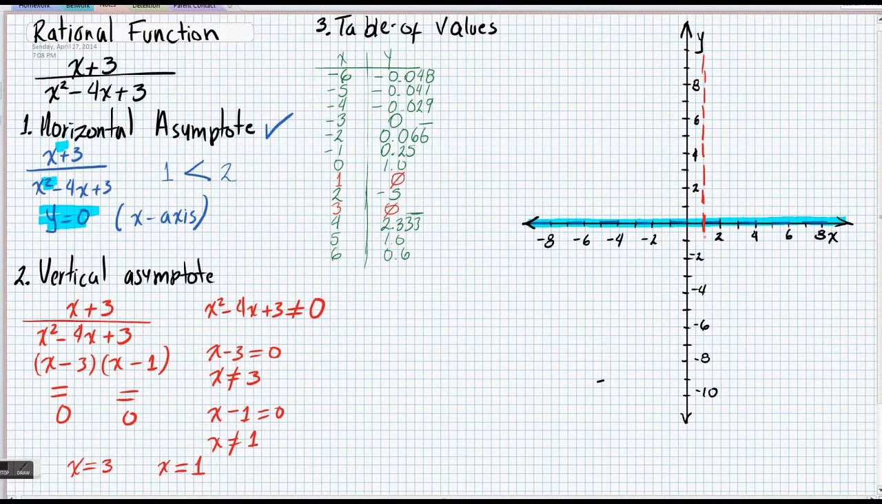Once we're done with the horizontal asymptote, we continue on to the vertical asymptotes. We notice that we have two of them. X is equal to 1 and x is equal to 3. 1 is this line over here. And it crosses a bunch of numbers, but that's okay. And 3 is over here. Once we have the horizontal and vertical asymptotes, we're going to start drawing the points.